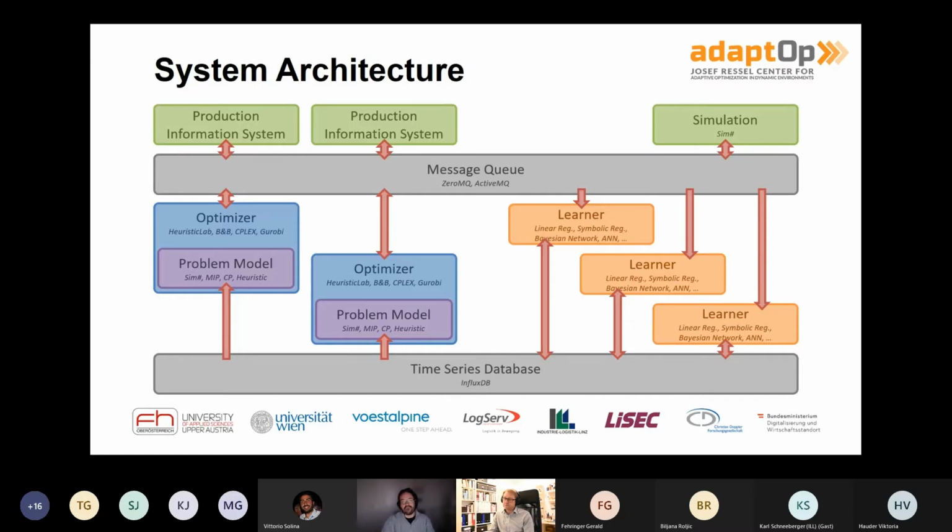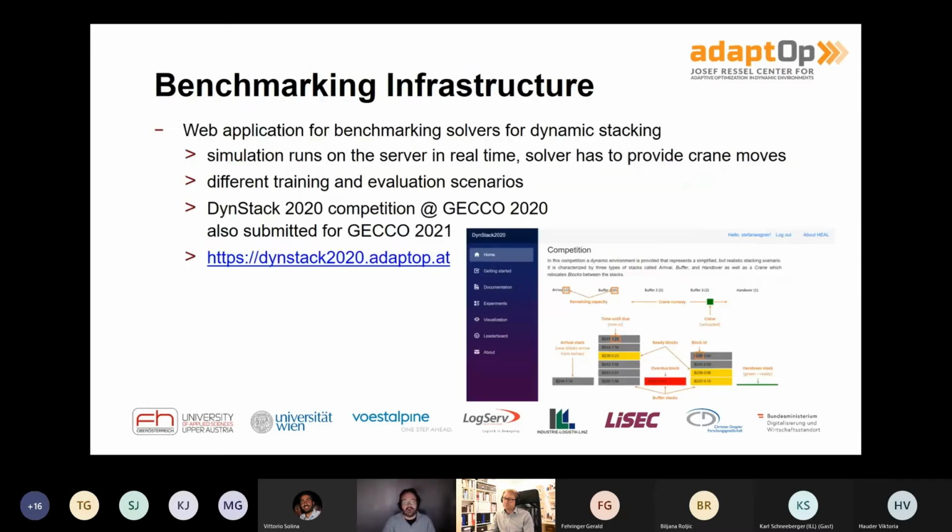And as I said before, we have also already implemented the system architecture for benchmarking purposes. So one big problem in dynamic optimization problems is the lack of meaningful benchmarks. And by meaningful, I mean benchmarks that are complicated enough to be real benchmarks for real-world applications of dynamic problems, because of course there are benchmarks such as the moving peaks benchmark or whatever, but they are very, very simple, and we all know that real-world production systems are much more complicated.